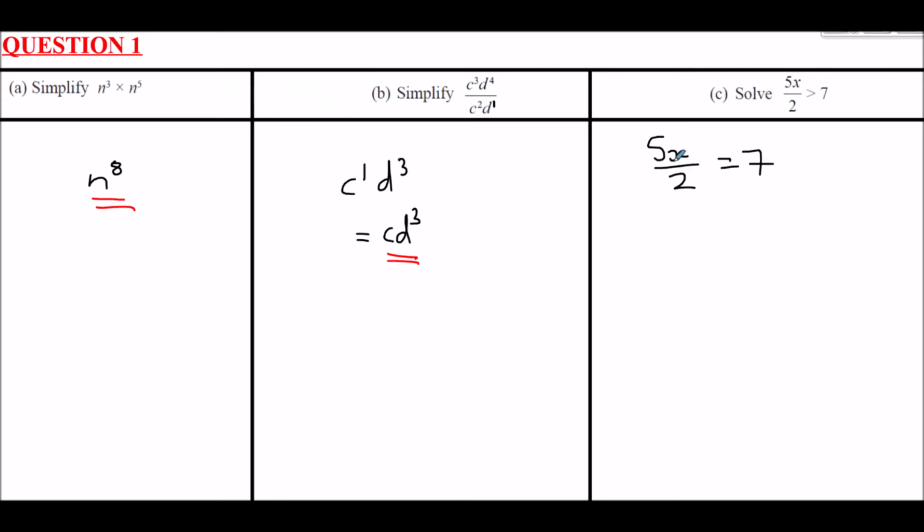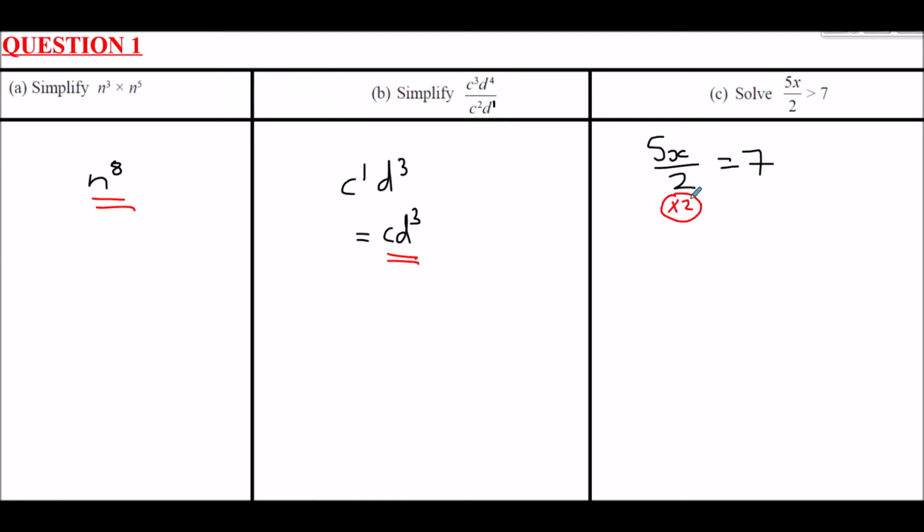So imagine it was 5x over 2 equals 7. Our objective, what we want to do, would be to have x equals, and that would be our answer. But at the minute it's tied up with that 5 and that 2. What I'd suggest to do, first of all, would be to get rid of this 2. So what is the 2 doing to the 5x above? It's dividing. Opposite of dividing by 2 would be to multiply by 2. That's how we'd get rid of the 2 here.